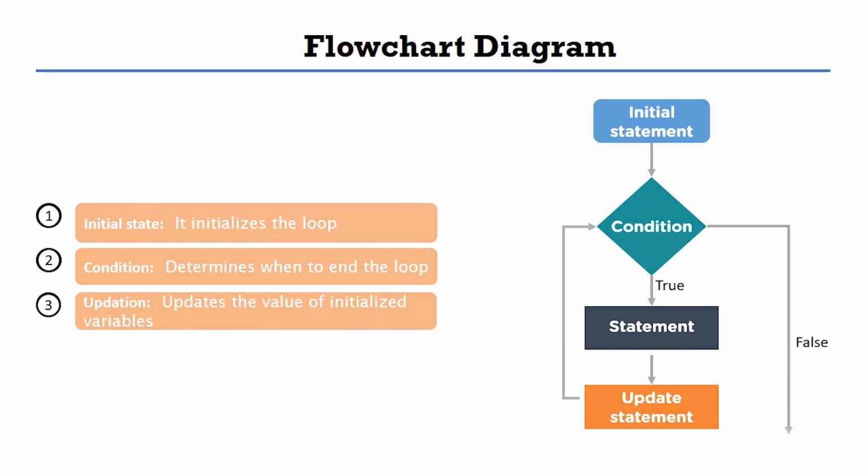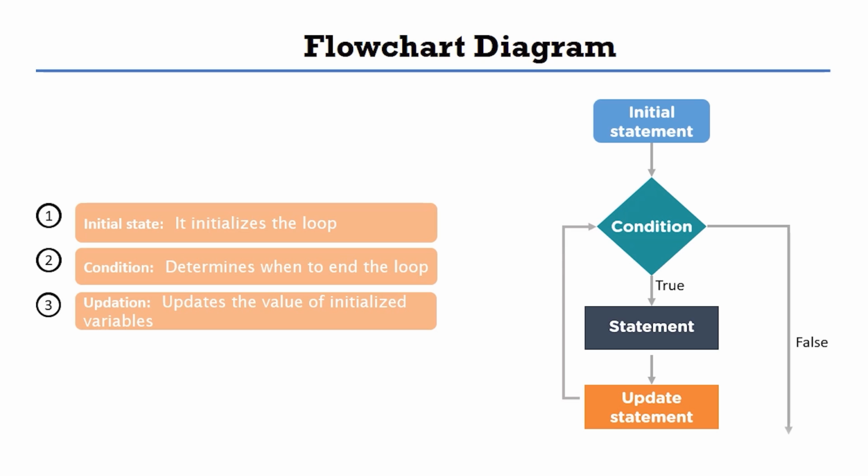For a for loop, we have three arguments, namely initial state, condition, and updation, which can either be increment or decrement. So now, let's discuss these three parameters. First is initial state or initialization. In this part, we declare or initialize loop control variables. This part is executed first and only once.